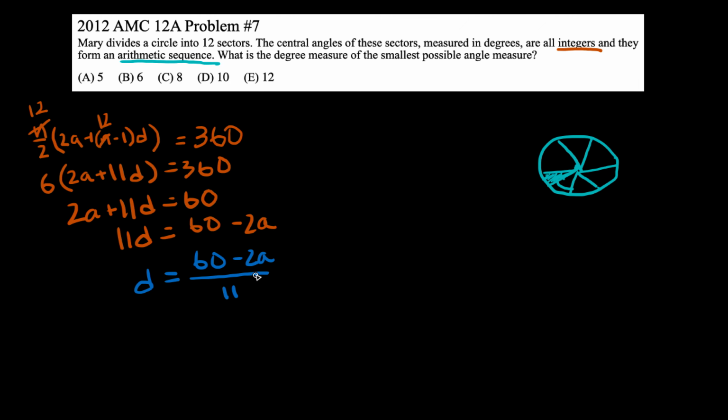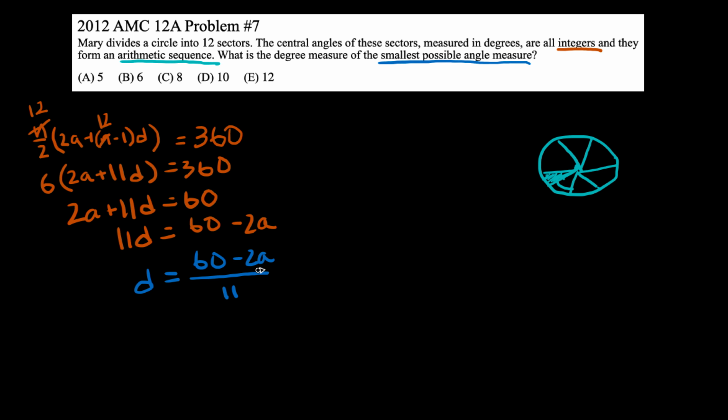So this is very nice, because now, since we have the answer choices, or even if we didn't have the answer choices, we should still be able to substitute numbers relatively quickly to figure out the answer. But since we do have answer choices, we can just substitute our answer choices in. Because remember, they're asking what is the degree measure of the smallest possible angle measure, which also happens to be our first term, a, over here. So we have 60 minus 2, and first let's substitute 5.